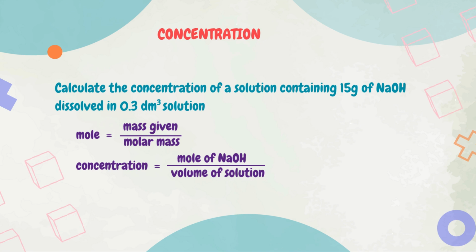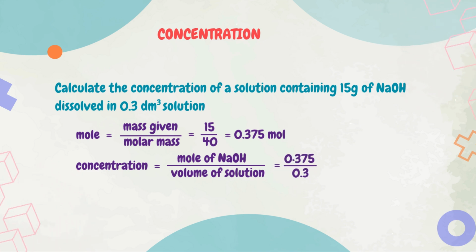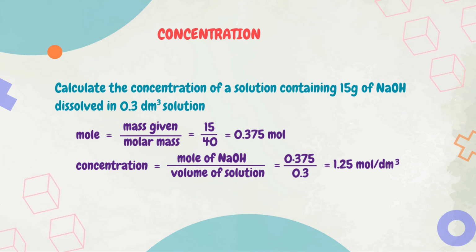The mass of sodium hydroxide is 15 grams, and the molar mass of sodium hydroxide is 40. This gives 0.38 moles. Then molar concentration is equal to 0.38 over the volume of solution, which is 0.3 decimeters cubed. 0.38 over 0.3 gives 1.25 moles per decimeter cubed as the molar concentration.